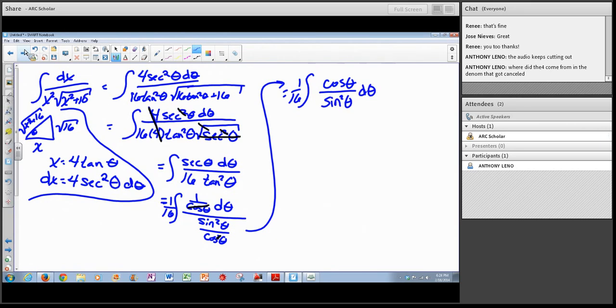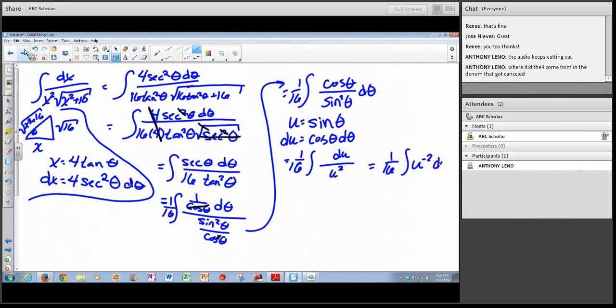Okay. Now you substitute it. This is why these are so long. We have to do so much stuff. Okay? So we want to pick the square thing to be our u. So what's our du? Cosine theta d theta. So that means we have 1/16. Okay, so then we get du on top and u squared on the bottom, which is 1/16 u to the -2 du.